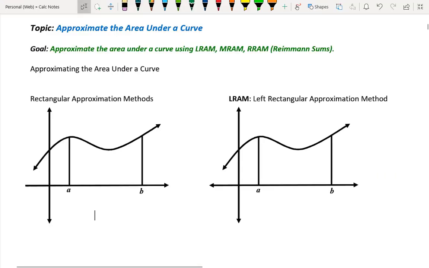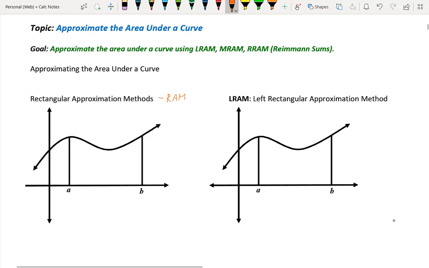All right, here we are looking at approximating the area under a curve today, and we're going to do this using what are called Riemann sums. We'll talk about the different Riemann sums, LRAM, MRAM, and RRAM. But what we're basically doing is approximating the area under a curve using rectangles. So we're using what's called a rectangular approximation method, and that's where the word RAM comes from, at least in the calculus sense.